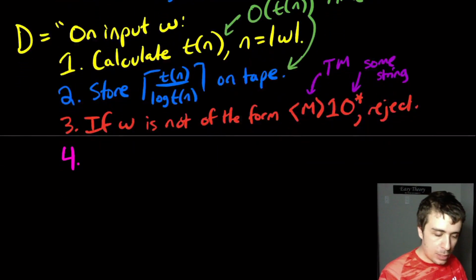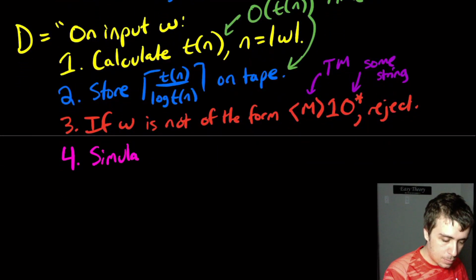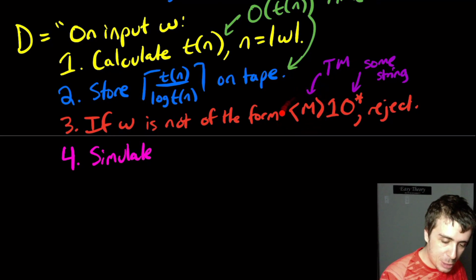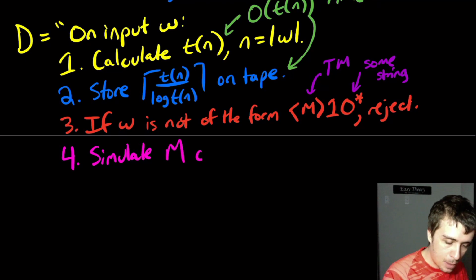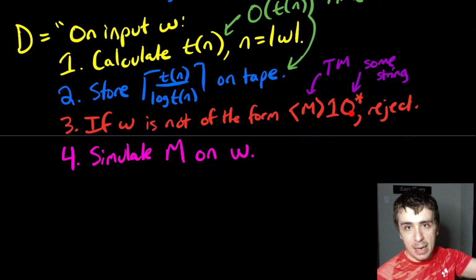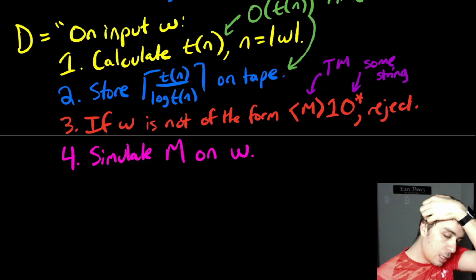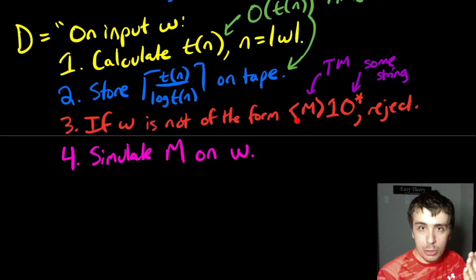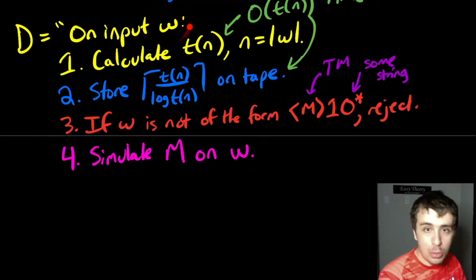So then what we're going to do is simulate this machine right here, so M, on W. So this input, which was the one that was originally given to us, so this 0 after the fact, we're going to forget about it. It's never going to come back for us. Although it will be useful in the proof here later. So we're going to simulate that machine that the original string encoded on that string itself.